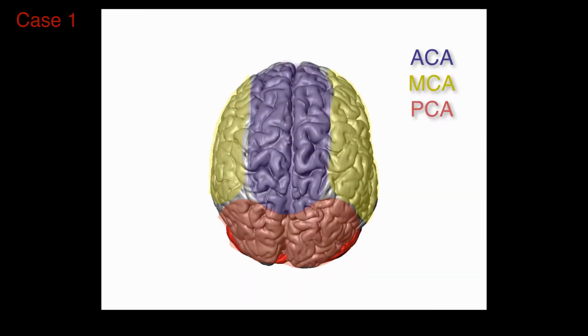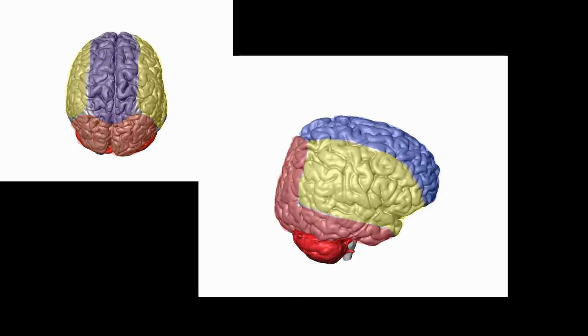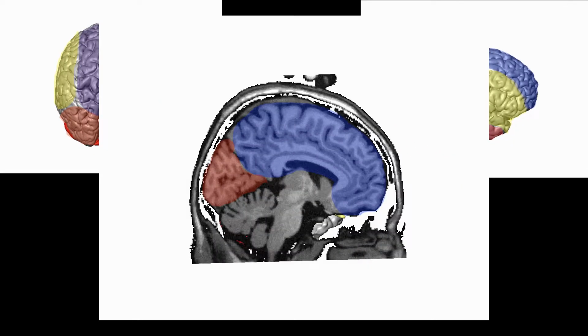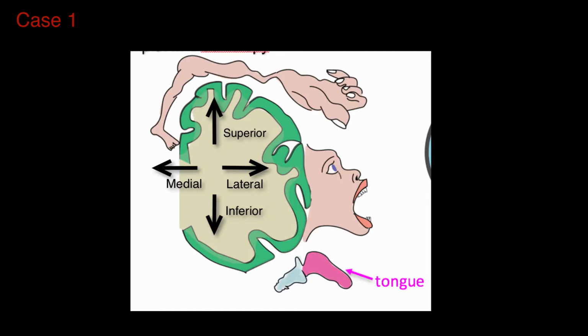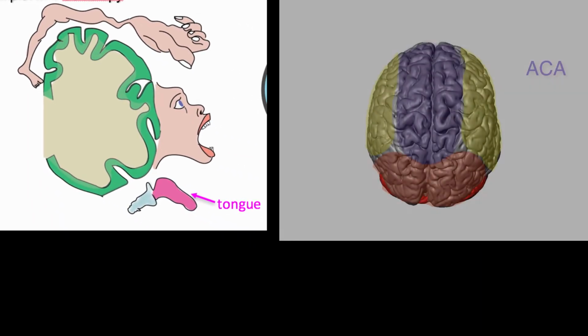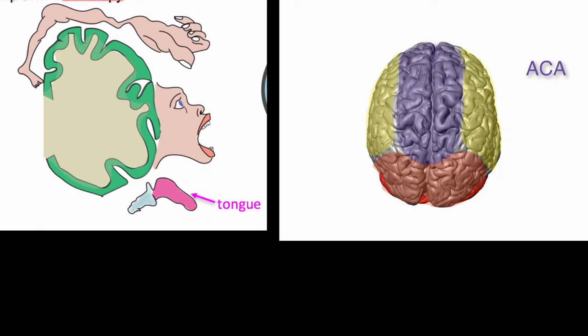This is the view from the top of the brain, showing what is perfused by the ACA, MCA, and posterior cerebral artery. Here's a lateral view, and a lateral view with a sagittal cut to show deeper brain structures. This is an image of the brain showing where in the motor cortex the different parts of the body are controlled. The sensory cortex is similarly organized. As you can see, the legs are more medial and the face is lateral. The ACA supplies the medial cortex, so patients with an ACA infarct often have weaknesses and sensory deficits of their legs and no facial droop.